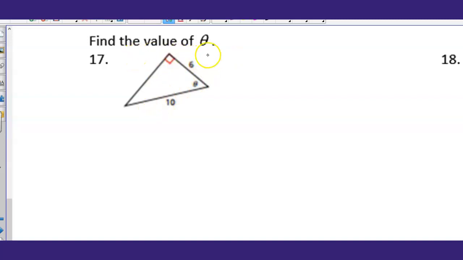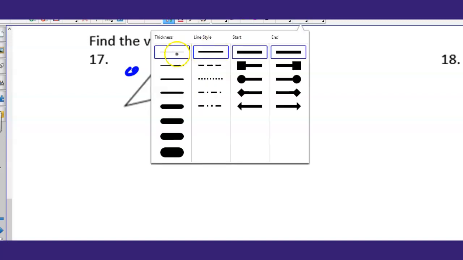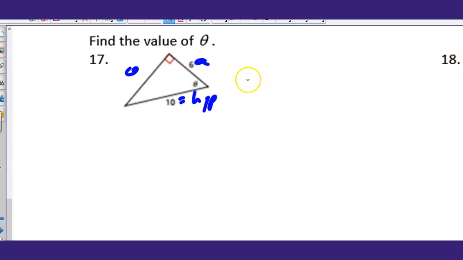All right, right here, find the value of theta. Remember, you're going to use inverses when you're looking for theta. If we have theta, this is opposite, this is adjacent, and the longest side is always the hypotenuse. So what we have here is adjacent and hypotenuse, cosine. So cosine of theta equals adjacent over the hypotenuse.